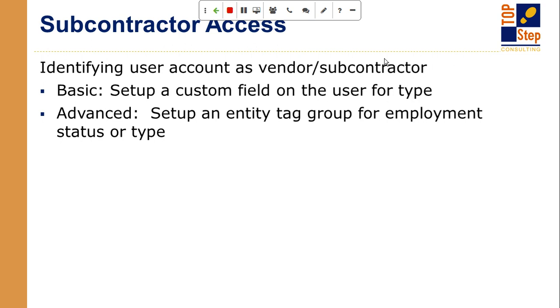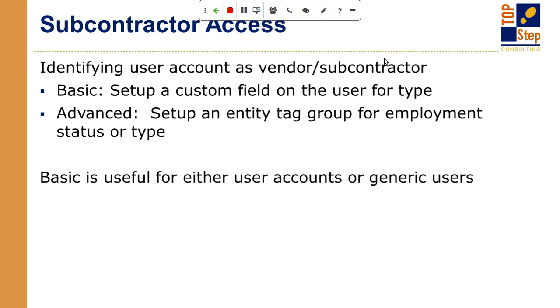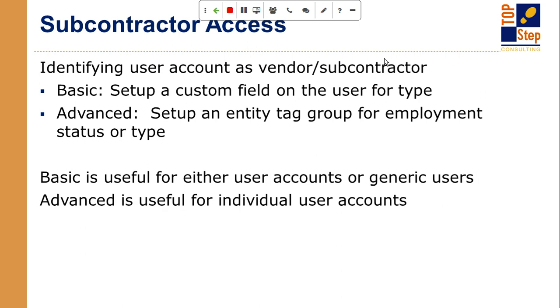And the entity tag gives you more of a view of things like an employment status, because some of you may engage subcontractors and then later on they become employees. So do you necessarily have to close and open user accounts? Can you just use the same user account? And you can if you use this entity tag approach, which I'm going to show you in the system. So from a basic perspective, the basic approach works for named users and generic users. The advanced is very useful if you have individual users, because those users could become full-time employees.